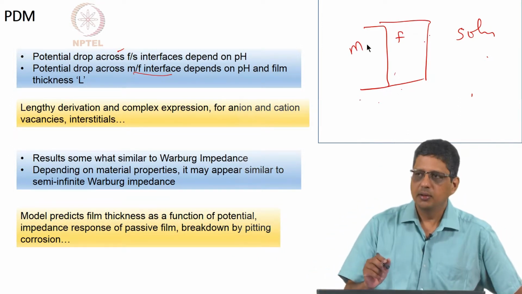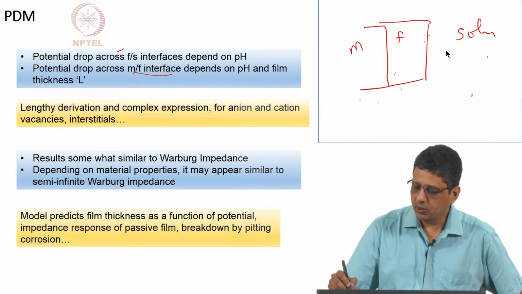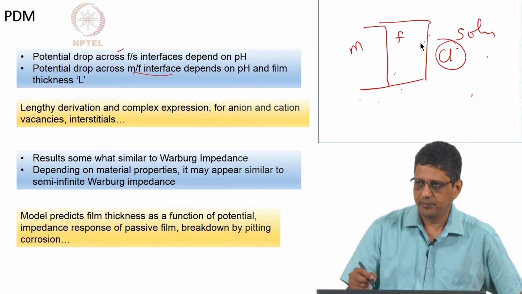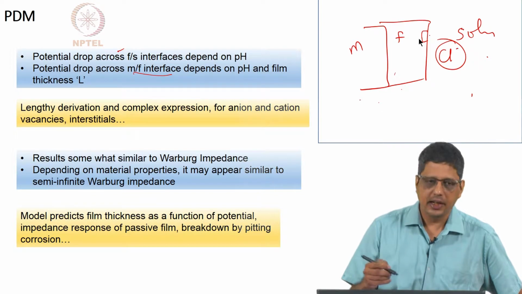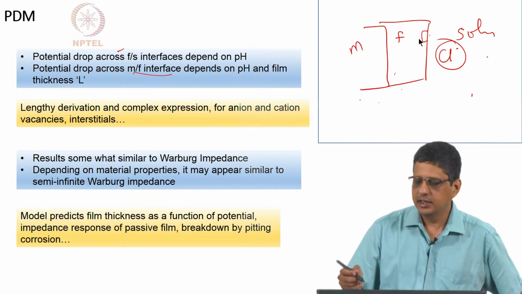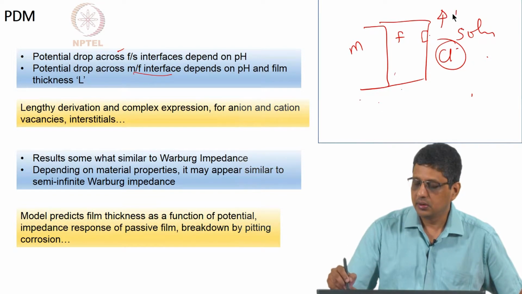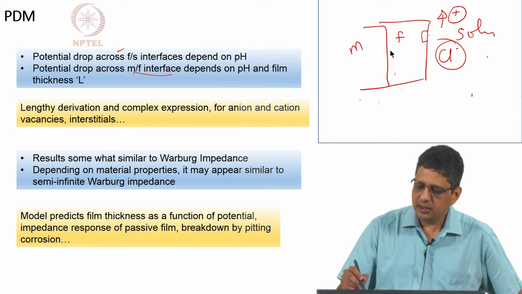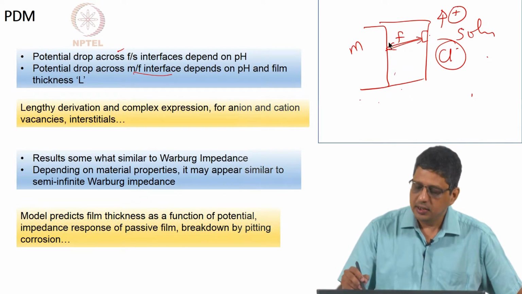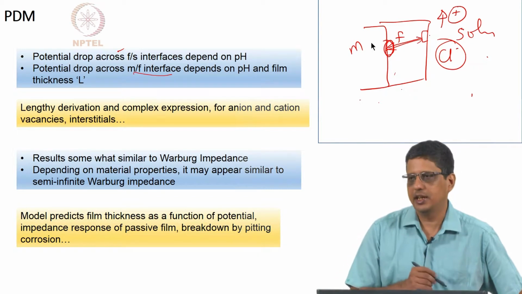So, in this model, pitting corrosion happens when chloride ions come here. The rate of formation of metal vacancies increases, cation vacancies, I should not say metal vacancies, I mean cation vacancies. Because of that, cation vacancies move here, that is to say metal forms metal ion and moves this way. The cation vacancies accumulate here.